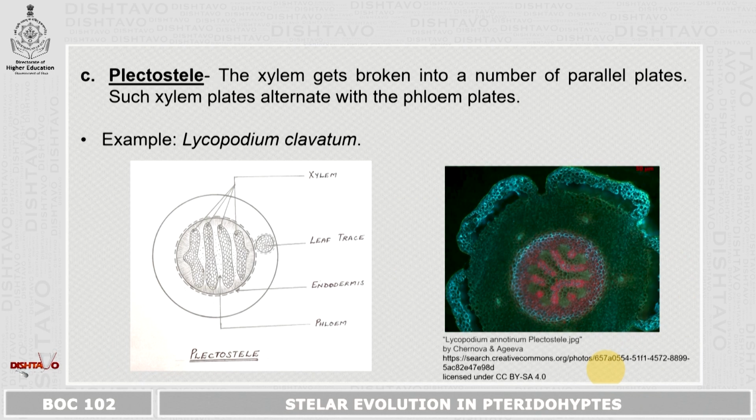Then the third type is plectostele. The xylem gets broken into a number of parallel plates, and such xylem plates alternate with phloem plates. Example, Lycopodium. In this diagram, you have one, two, three and four parallel plates of xylem, and in between, the dotted portion that you see is the phloem. On similar grounds, you have the presence of endodermis and the pericycle as well. In this image, this one is the xylem, and the green portion in between is the phloem.